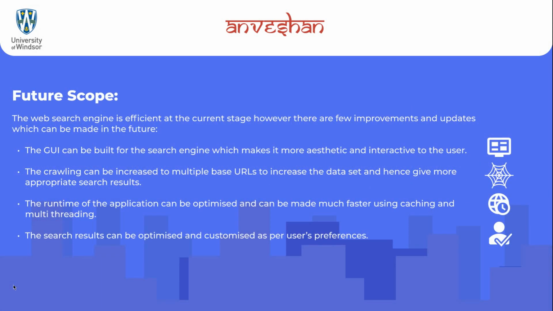Now, future scope. At this stage, our web search engine is very efficient. However, there are still some improvements that can be made in the future. The GUI can be more aesthetic and more interactive for users. Crawling can be increased by adding more URLs. This will increase the data set and will improve the relevance of search results. Multi-threading and caching can be done to optimize the runtime of the application. This can also be optimized by adding more user preferences.